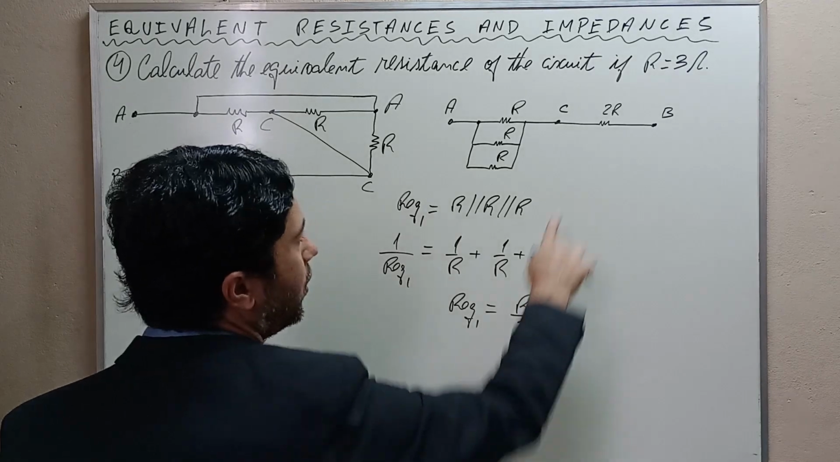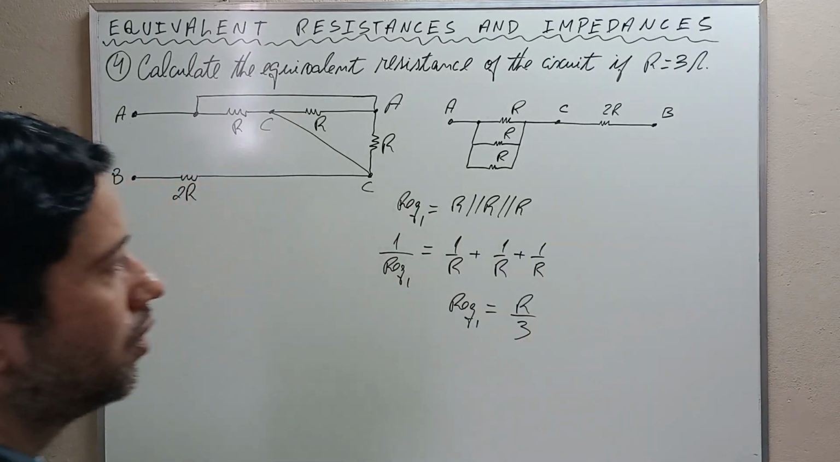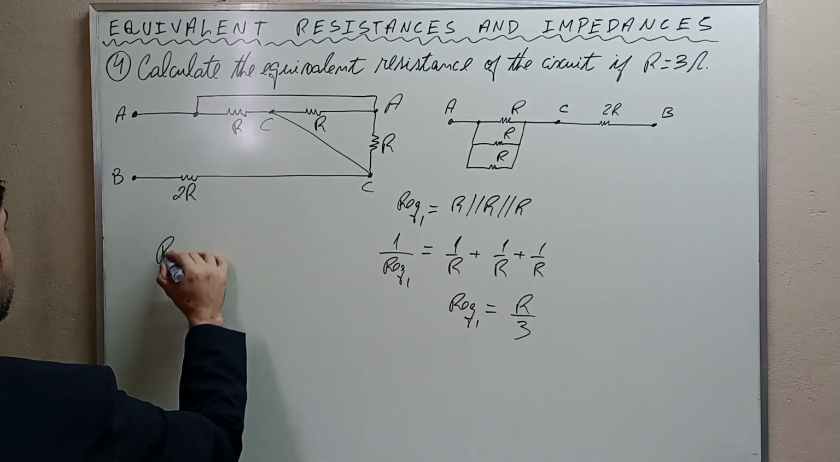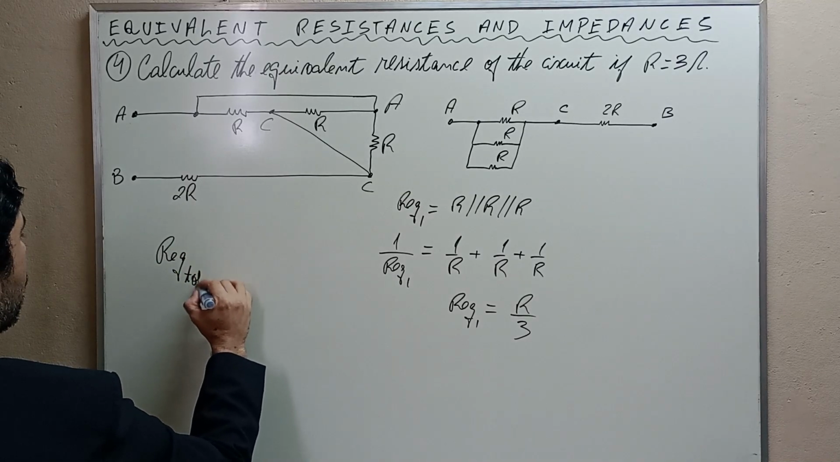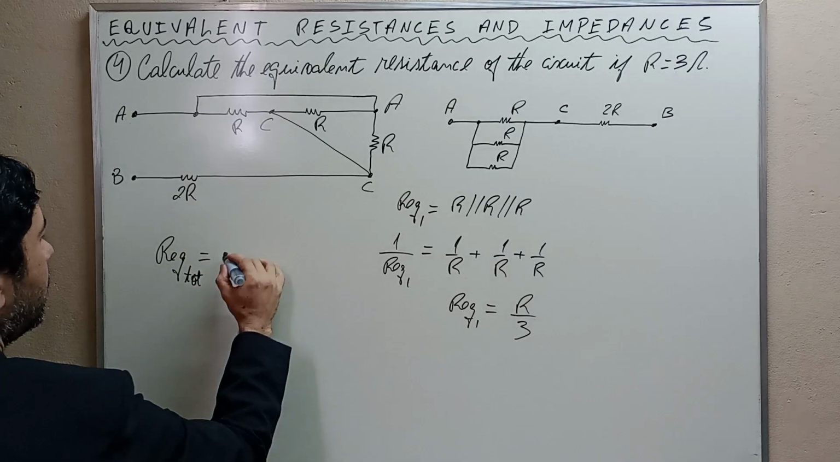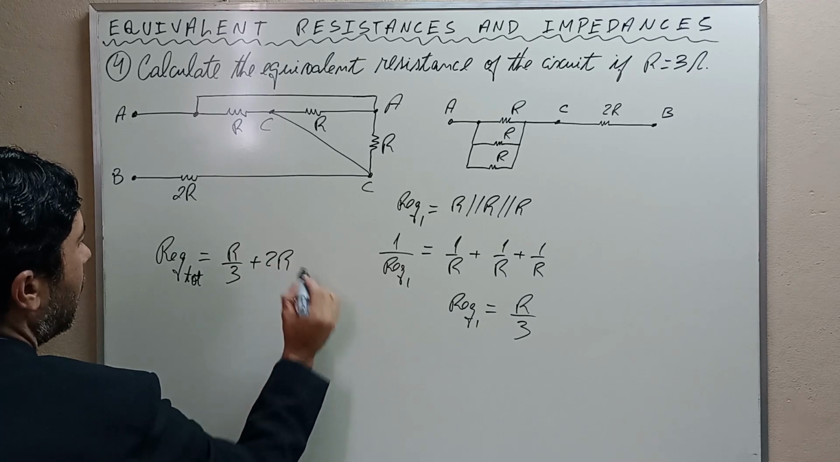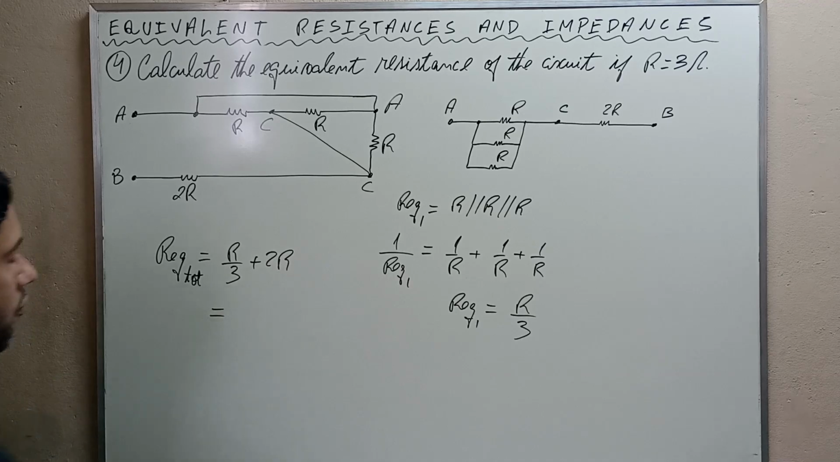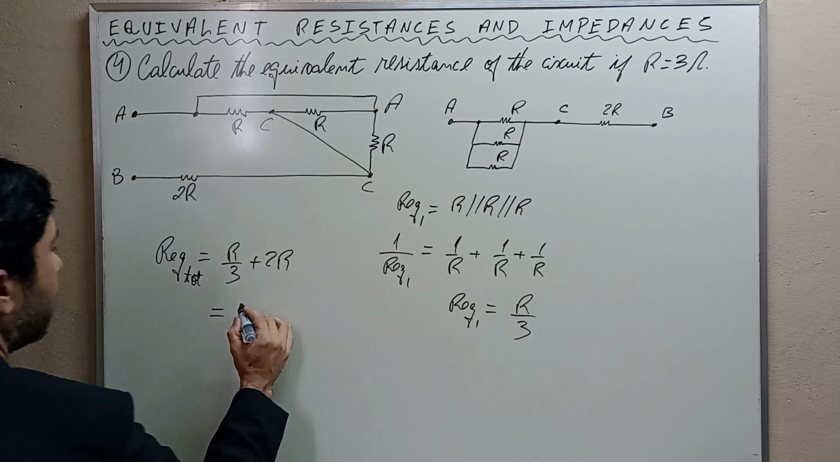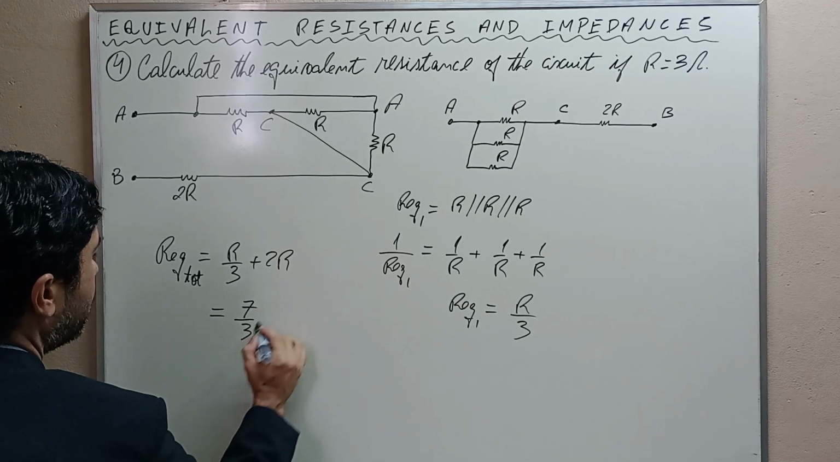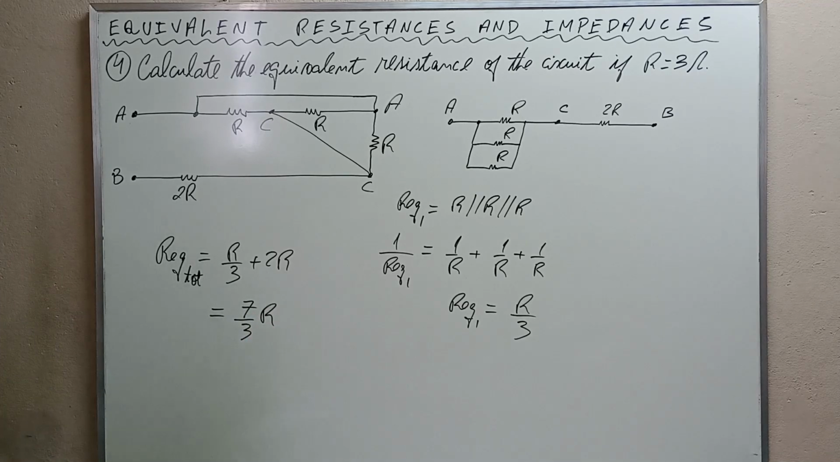This will be in series with this. Therefore, the total equivalent resistance will be R over 3 plus 2R, and this is 3 times 2 is 6 plus 1, 7, 7 over 3 times R.